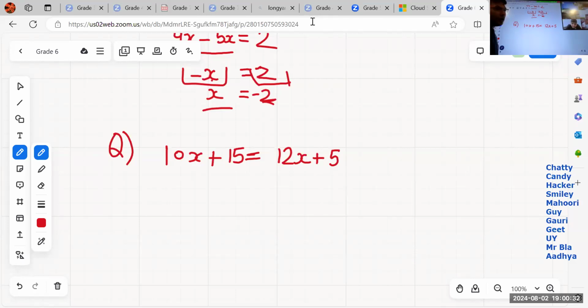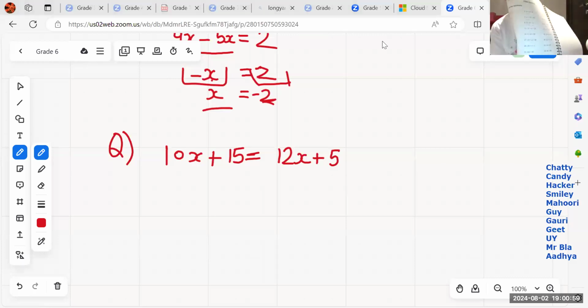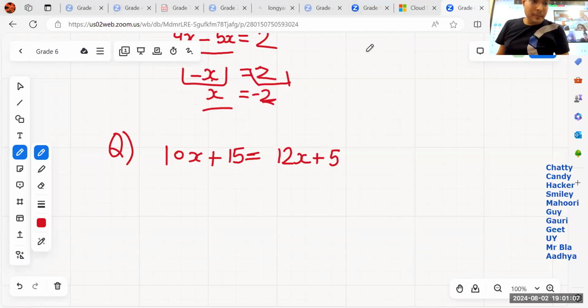So how many of you have not practiced the worksheets that I sent? Raise your hands. Who has not practiced the linear equations worksheets, guys? Smiley, you have not practiced, right? Sir, I did a few sheets. Okay. Adya, why? Mahuri, it will be good for you. Practice this, guys. So Candy, you have also not done. No, sir. Why, Candy?